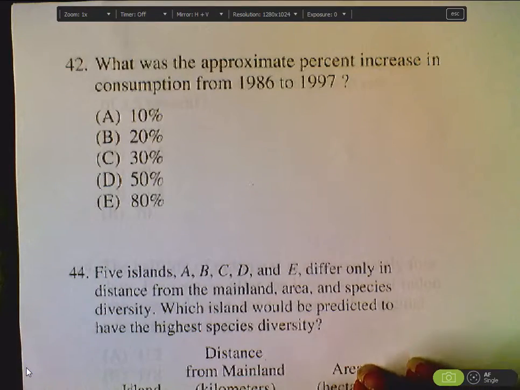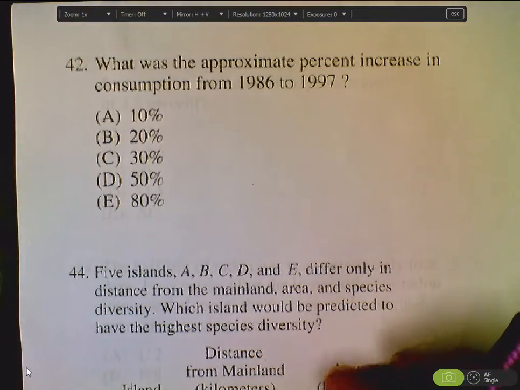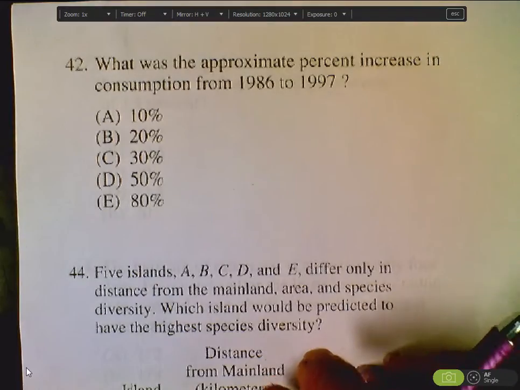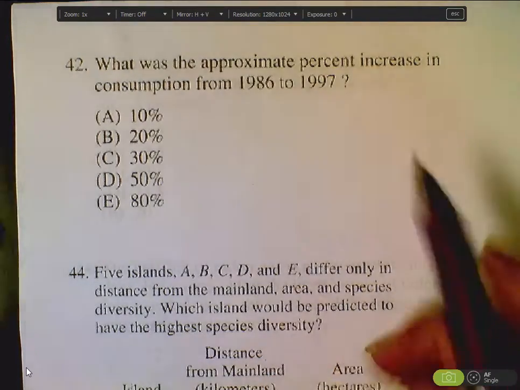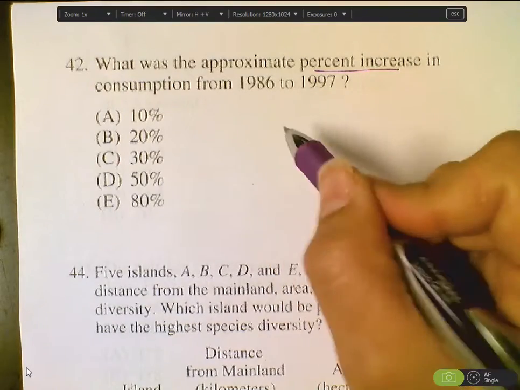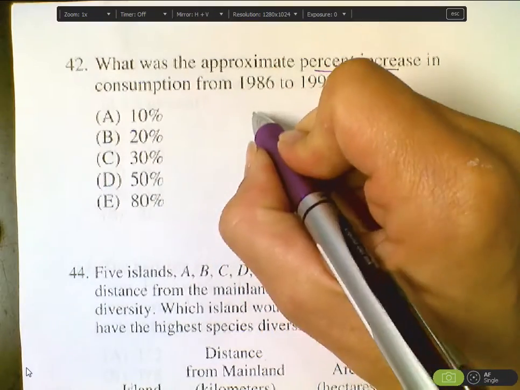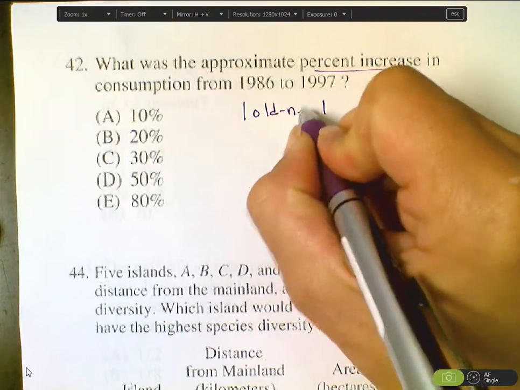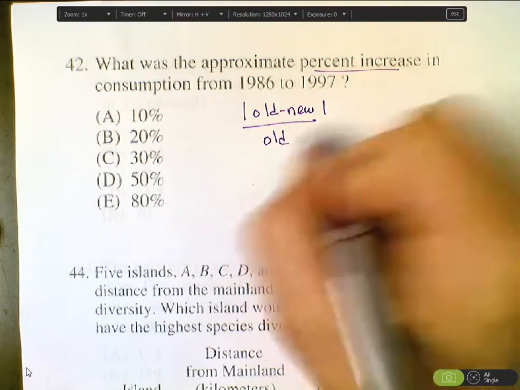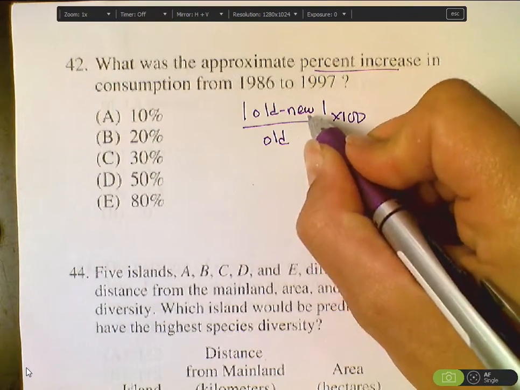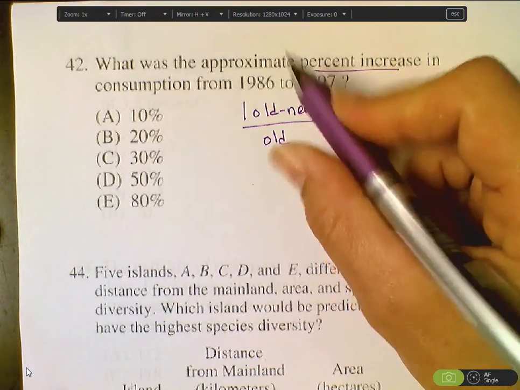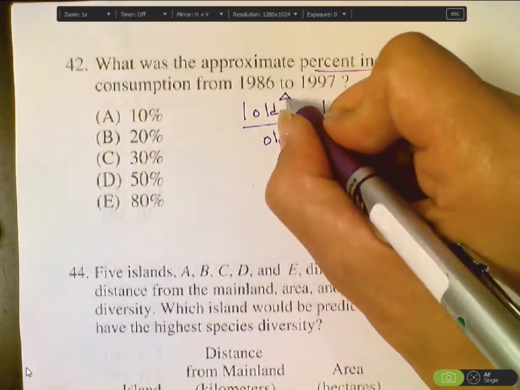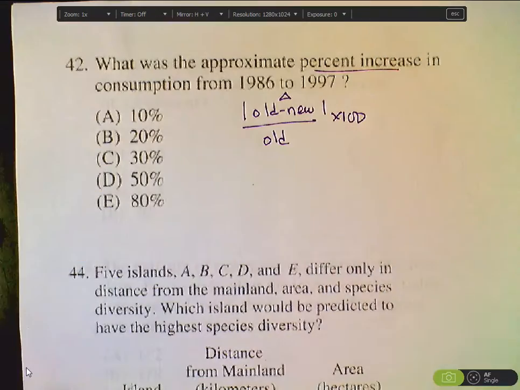Okay, so for 42, you're still using the graph from previous, but it's asking you what is the approximate percent increase in consumption from 1986 to 1997. So percent increase on consumption, there's a formula we use for that. It's the absolute value, old minus new, divided by old, times 100. Or you can do new minus old, doesn't matter because it's absolute. Or some people just say it is the change, whatever the change is between the two, times 100.